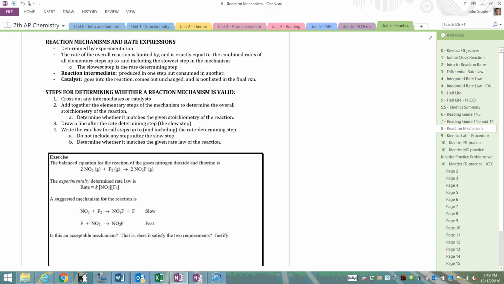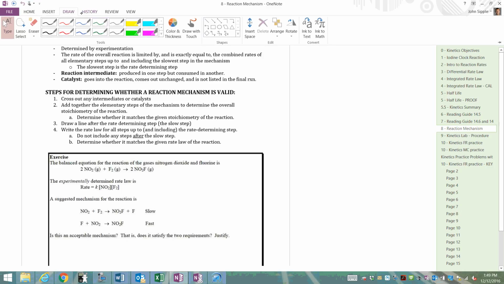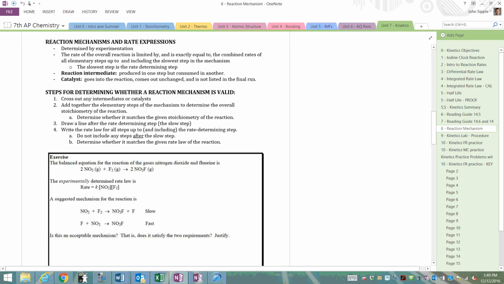A couple of things I want to highlight for you as we start doing these: one thing you need to understand is that ultimately the rate law expression can only be determined experimentally.